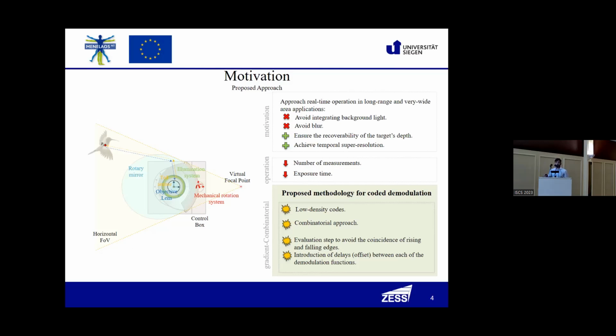So as we want to approach real time, we want to reduce the number of measurements and we want to reduce the exposure time. So then the topic is generating good coded demodulation schemes. We want low density codes, and the basic idea for this is to use a combinatorial approach: generate the location of the non-zero elements in the sensing matrix using a combination without repetition of non-zero elements. We are going to introduce an evaluation step, and then we are going to include time shifts.